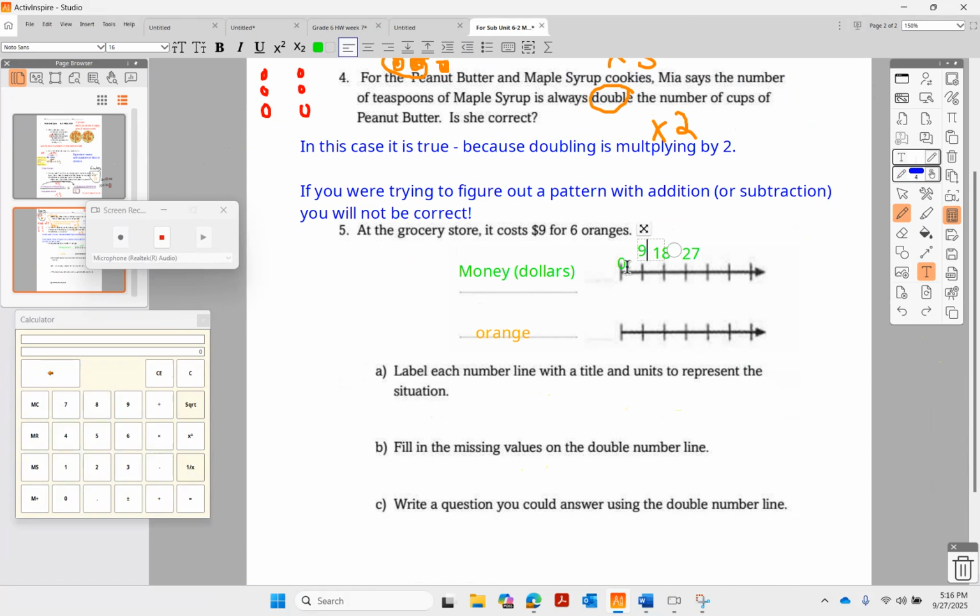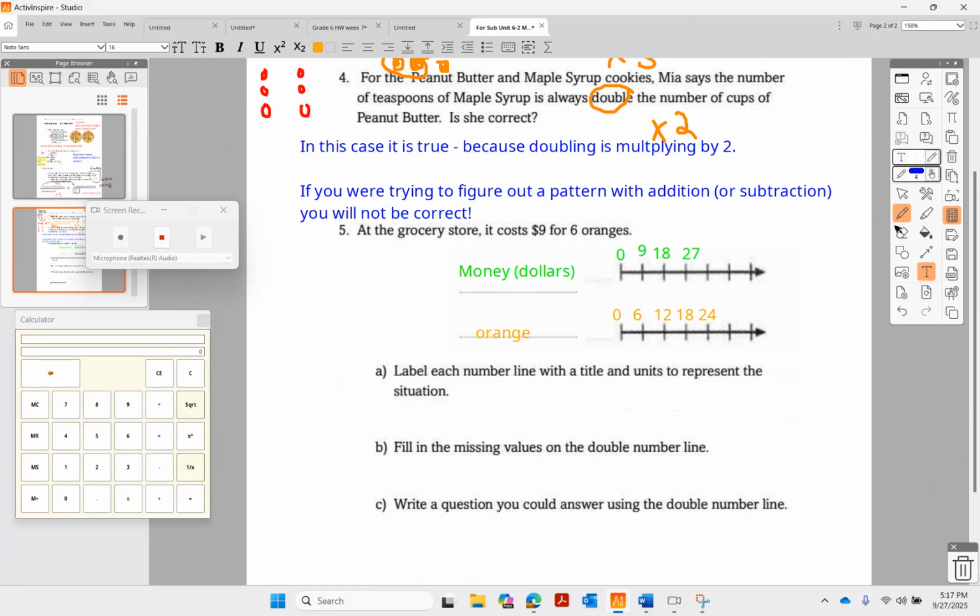We are skip counting by this value. Okay, the other one, oranges, 6. So we are going to skip count by 6s. This is 0. Ooh, let me just do it this way. This is going to be 6. Skip counting. The next one is 12. Skip counting, you get 18. Skip counting, you get 24. Let's see if that kind of fits in there. Okay? So label each number line with a title and units. I did that. Fill in the missing values. I did that.